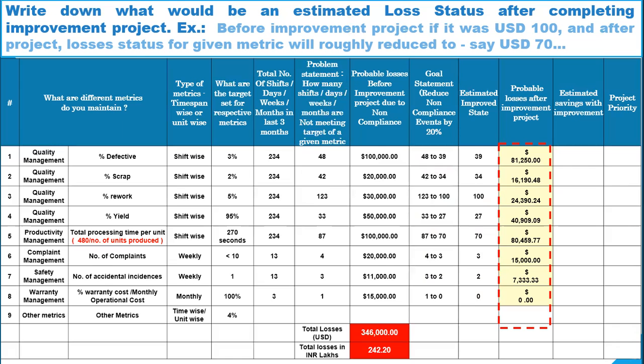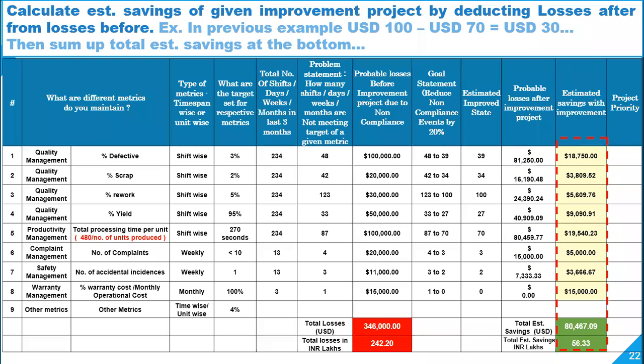So let's go to the next slide. The next column talks about how much would be the estimated saving. So from $100,000 to $81,250, how much is the saving? Roughly $18,750. It's a mathematical calculation, A minus B. That's it. So calculate estimated savings of a given improvement project by deducting losses after from losses before. So losses before minus losses after. Before means before the improvement project, and after means after the improvement project.